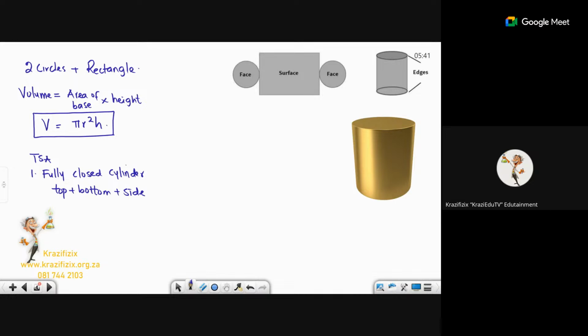I quickly want to deal with the side for you. Now, the side, you can see here, is a rectangle. So this is actually the height. What about this here? This part here actually comes from the edge here. That is the circumference of the side, that blue part there. So this is 2 pi r. Okay, that's the only thing that you need to understand.